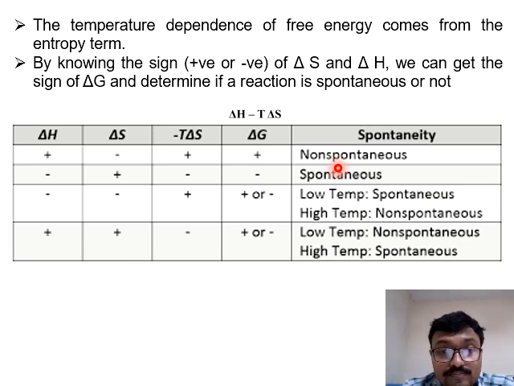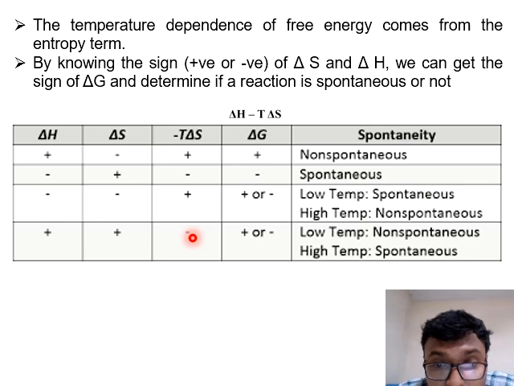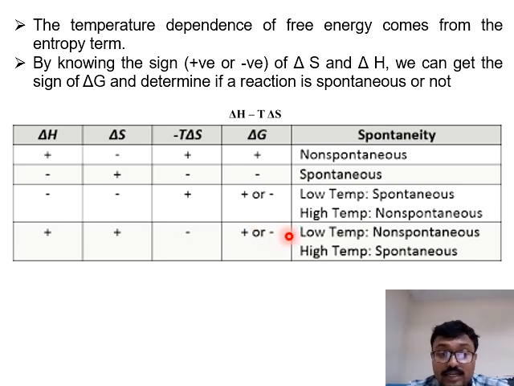Now, there are some conditions. At low temperature, if delta S is negative, T into delta S value will be positive. So delta G can be positive or negative. If so, at low temperature, it will be spontaneous, and at high temperature, it will be non-spontaneous. Similarly, if T delta S is positive, then also there is a chance of positive or negative. So at low temperature, non-spontaneous, and at high temperature, spontaneous. So from this table, we can predict whether some reaction will be spontaneous or not.